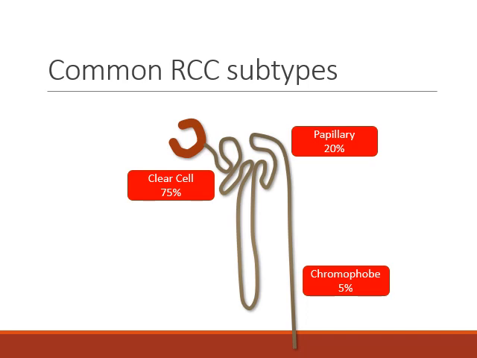RCCs arise from the epithelium of the tubules. The majority are clear cell renal cell carcinomas arising from the proximal convoluted tubule. The next most common are papillary renal cell carcinomas arising from the distal convoluted tubule. And finally, the rarest, chromophobe, arise from the collecting ducts.